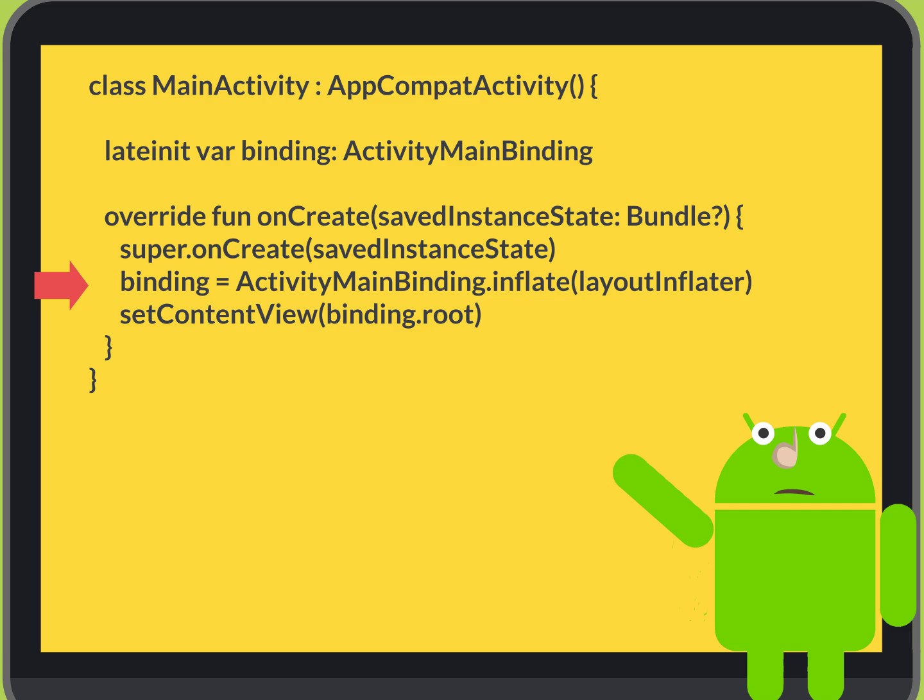2. These lines of code initialize the binding object, which you will use to access views in the activity_main.xml layout. 3. Sets the content view of the activity. This line of code specifies binding.root, the root of the view hierarchy in the application.